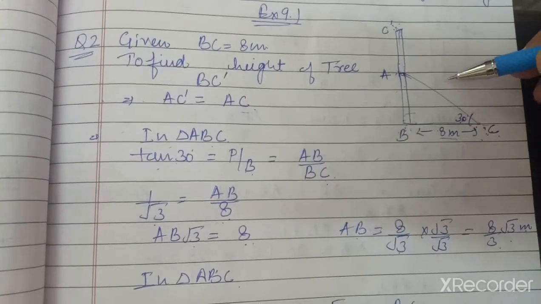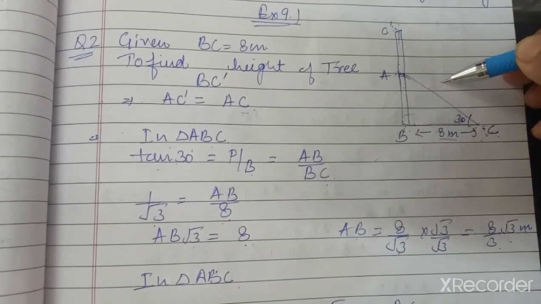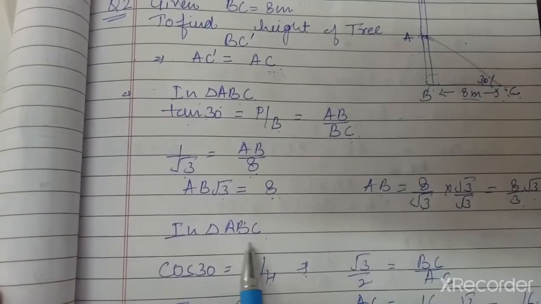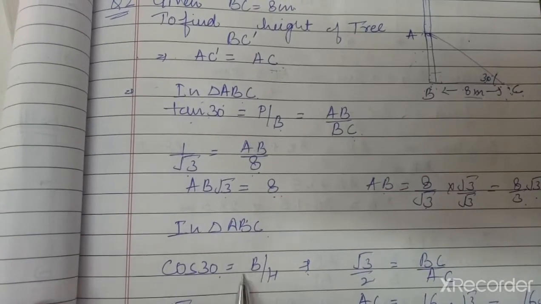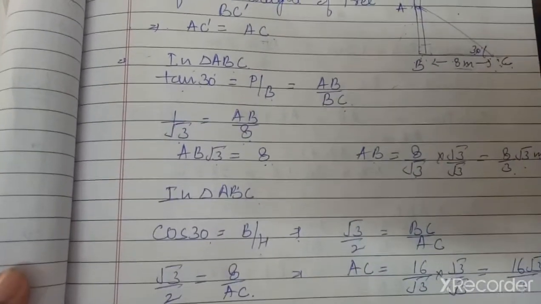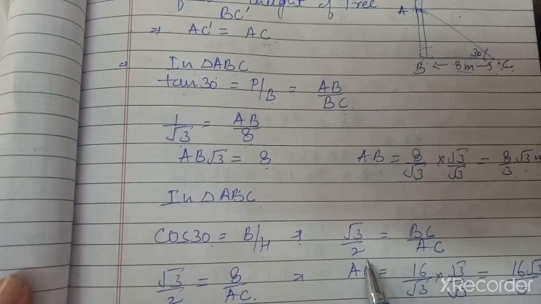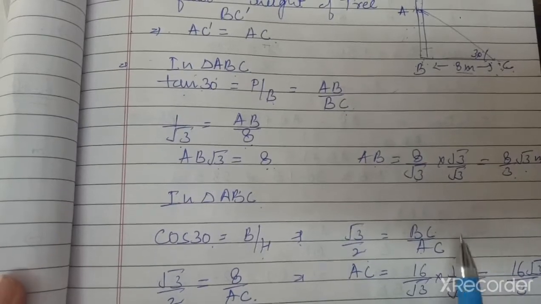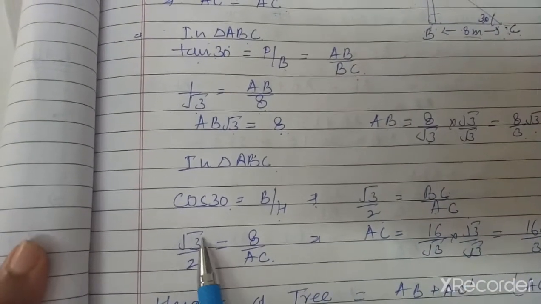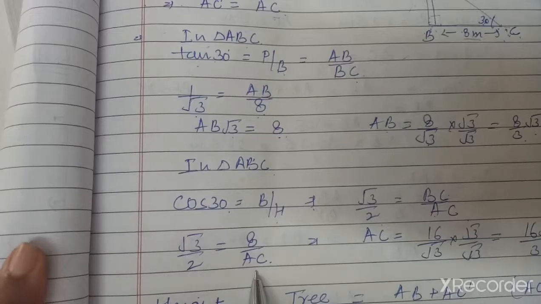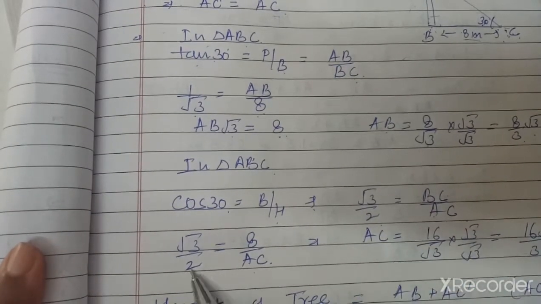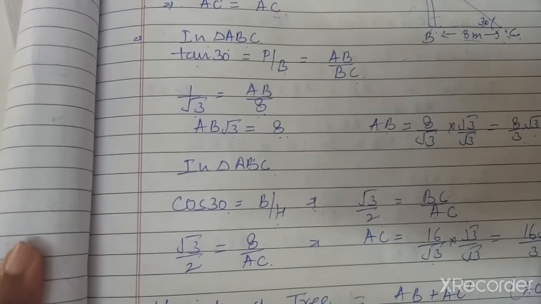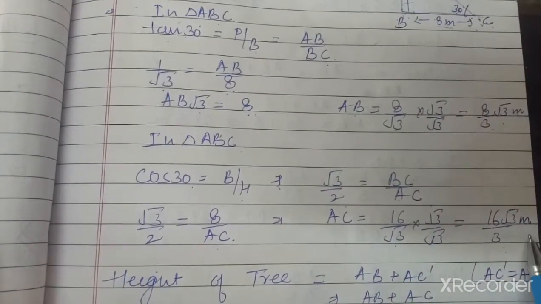Now the base is given, we require the hypotenuse. So which relation do we have to use? Yes, we require cos. So again in triangle ABC, cos 30 is equal to base upon hypotenuse. The value of cos 30 is root 3 by 2, the base is BC and the hypotenuse is AC. Let me put down the values here. So root 3 by 2 is equal to 8 upon AC, and AC is equal to 16 by root 3. We rationalize it and we get the answer 16 root 3 upon 3 meters.